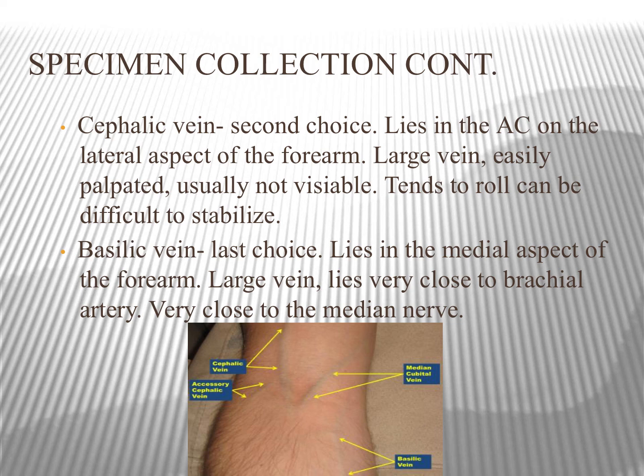The basilic vein, that is going to be our last choice. It's going to lie in the medial aspect of the forearm. Again, it's going to be a large vein, but it is very close to the brachial artery and very close to the median nerve.